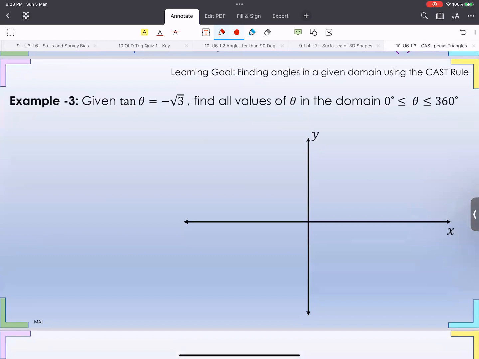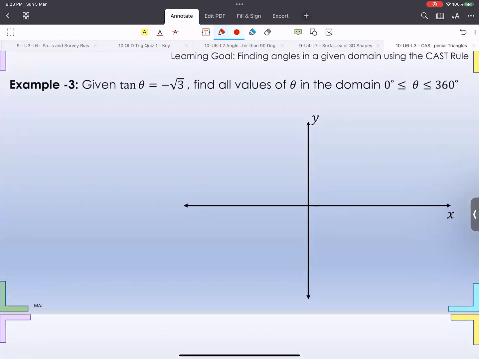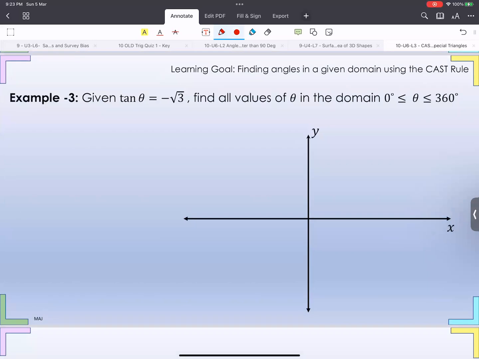Now here with tan theta, it gets a little tricky because there's no hypotenuse. That means the denominator can be positive or negative. So tan theta can be negative √3 over positive 1, or tan theta can be √3 over negative 1. These are two possibilities. Whether we have the top or the bottom, it doesn't matter. Tan is still negative.